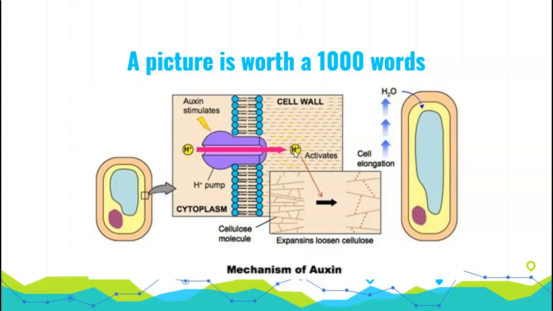And eventually, when the pH gets so acidic, it breaks down the cellulose. When it breaks down the cellulose, the cell wall now elongates. And when the cell wall elongates, the stem is now able to move towards the light. So you are elongating the shaded side of the stem. By elongating the shaded side, the plant can tilt towards the light.